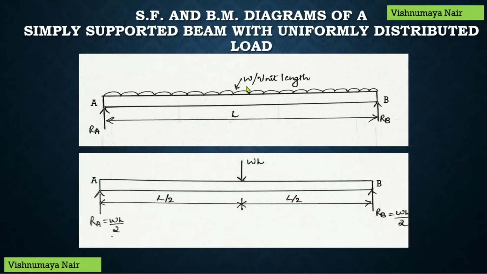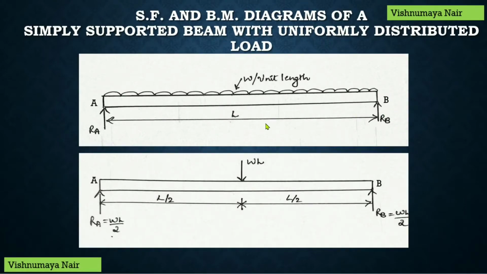Due to this UDL acting over this beam, we will have reactions at both the supports of the simply supported beam. Let RA be the reaction due to hinge support at the end A and let RB be the reaction due to roller support at the end B.